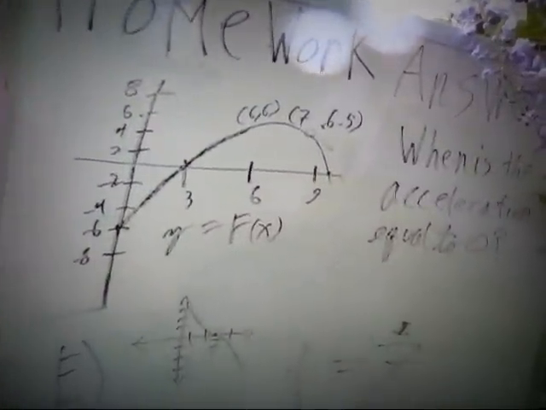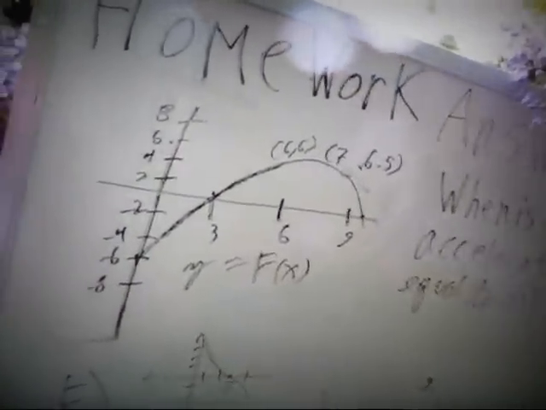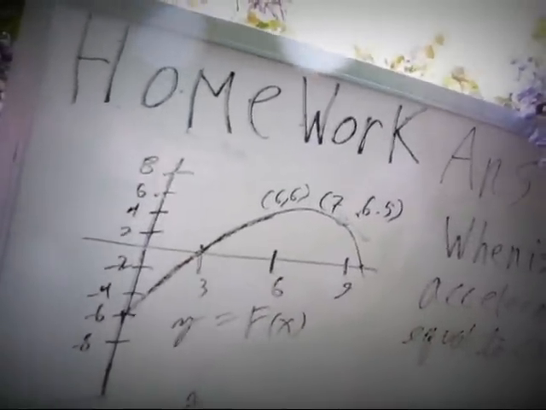E is an easy one. When is the acceleration equal to 0? Well, let's just look at the graph. When does the slope go from positive to negative? Let's look at the acceleration graph. Oh wait, 0's at 7. The answer is t equals 7.